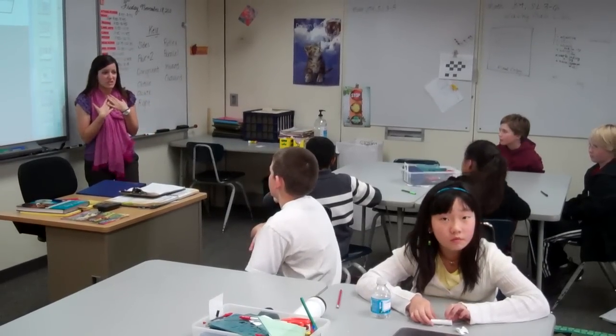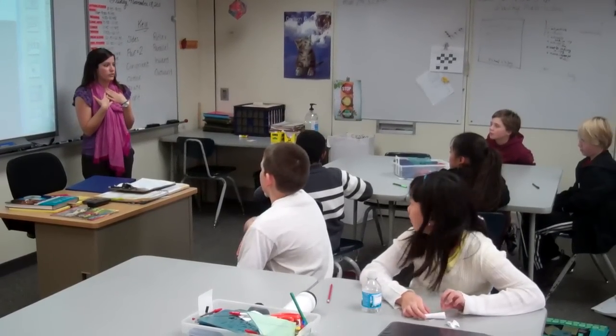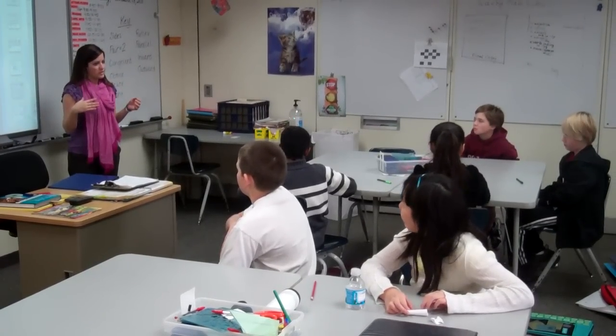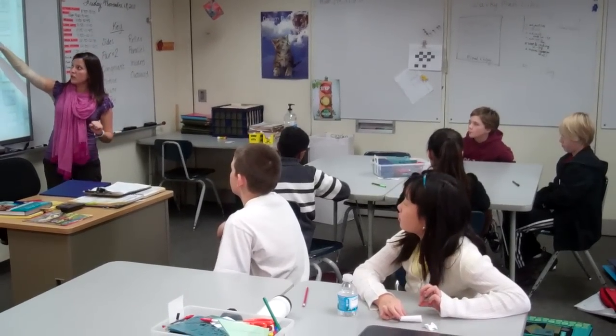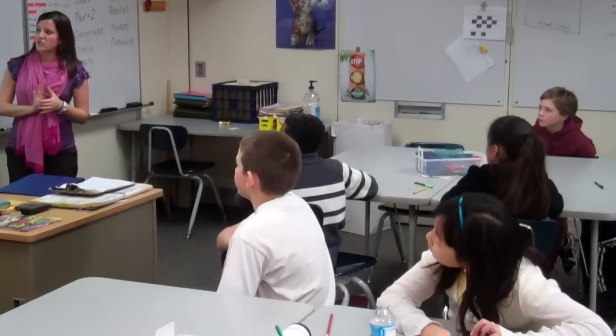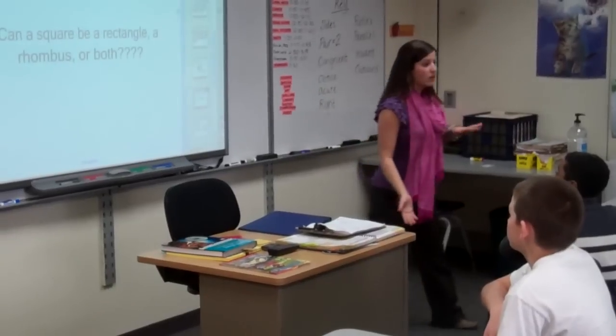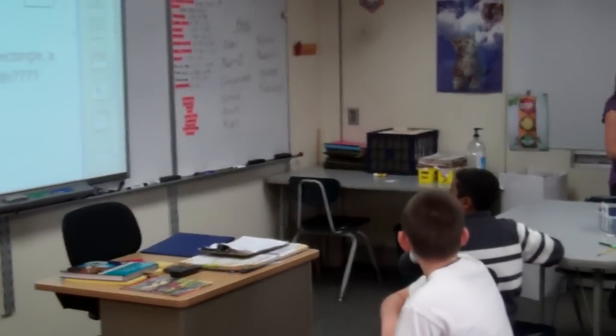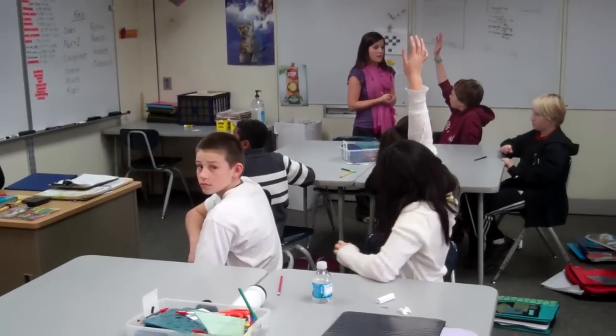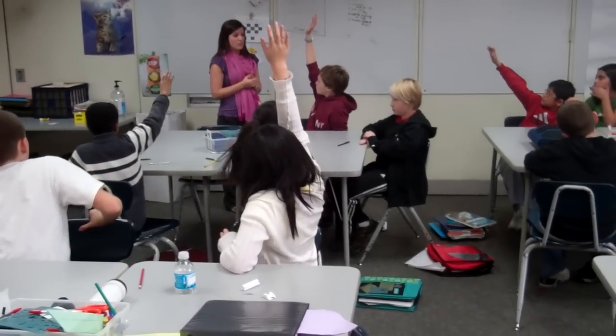But my question to you, and if you recall the discussion rules that we all just talked about, listening to others and being respectful, I'd like you to talk about this question right here. Can a square be a rectangle? Can it be a rhombus? Or can it be both? And why do you think that? So make sure you're being nice, loud, and clear.